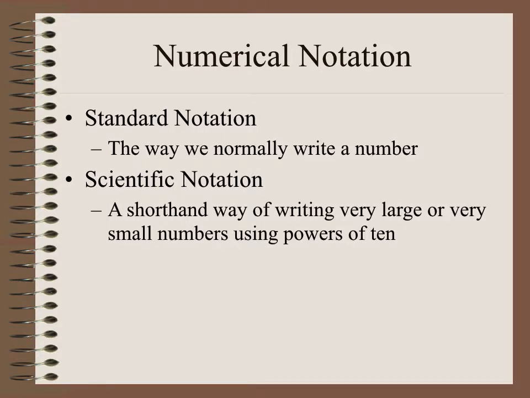Scientific notation is a shorthand way of writing very large or very small numbers by using powers of 10. This makes life a lot easier, especially because some of the things that we're going to be working with are very large, such as the distance between stars, and very small, such as the distance between atoms.